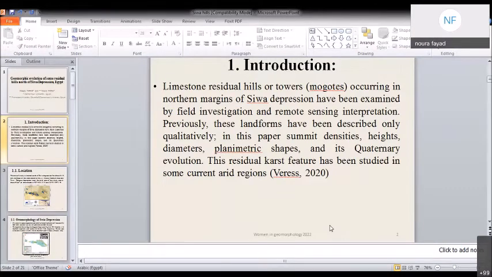Introduction: limestone residual hills or towers, mogotes, occurring in the northern margins of Siwa depression have been examined by field investigation and remote sensing interpretation. Previously, these landforms have been described only qualitatively in this paper: densities, heights, diameters, planimetric shapes, and their Quaternary evolution. This residual karst feature has been studied in some current arid regions.